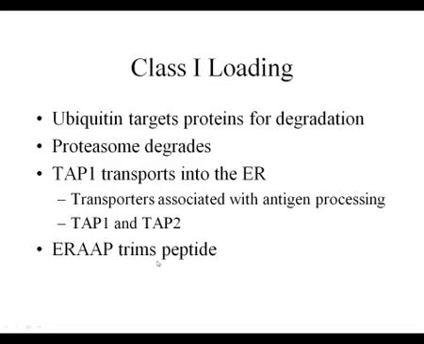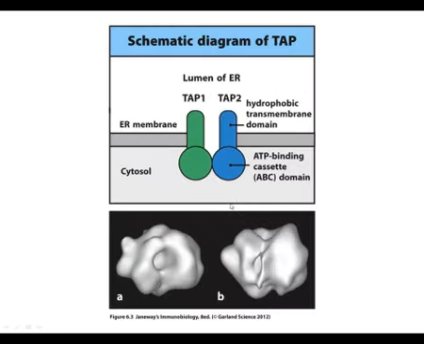And then something called ERAP can trim that peptide up inside the endoplasmic reticulum. I think this is endoplasmic reticulum-associated antigen processing or something like that. It's in the chapter. Each of these things I would know very well, particularly TAP.